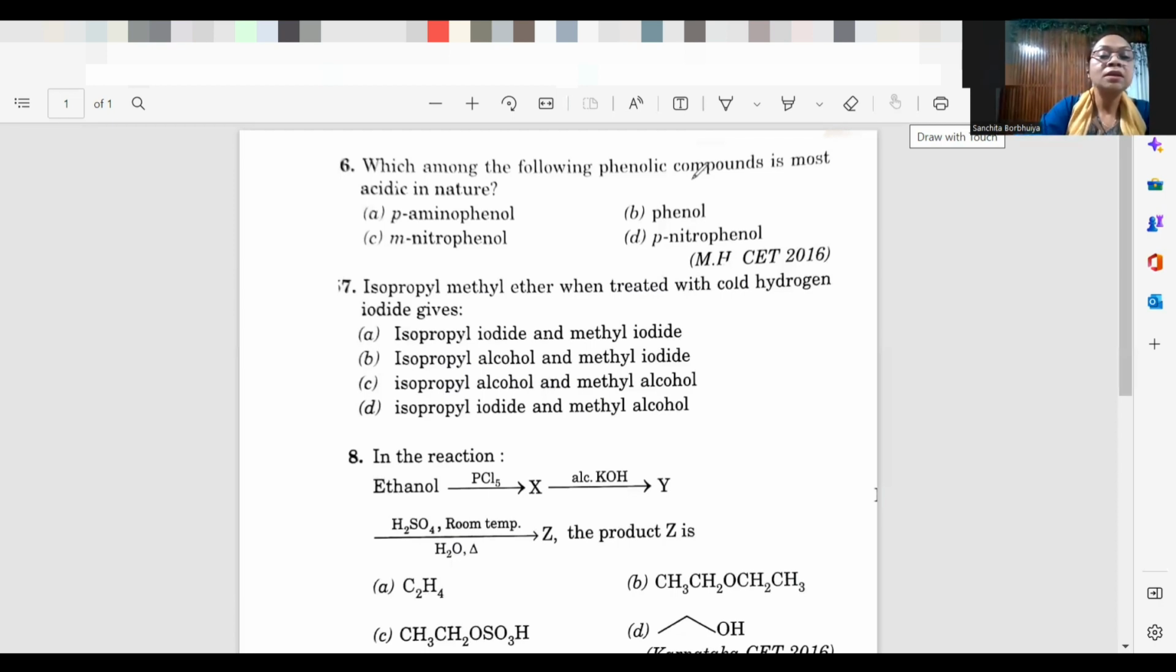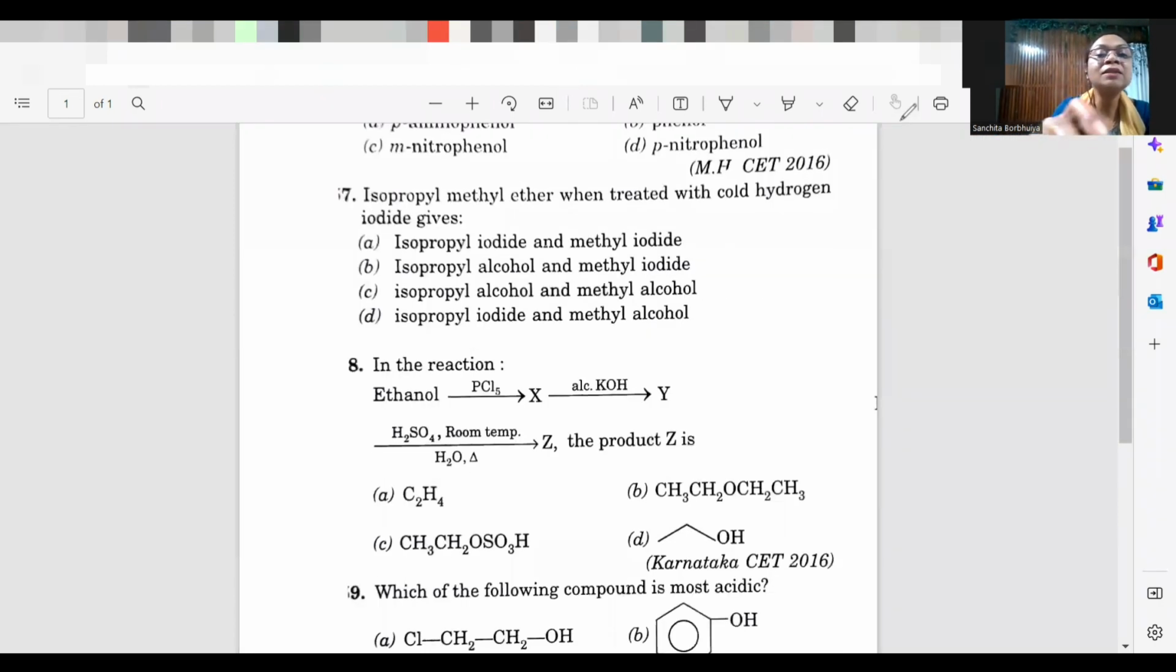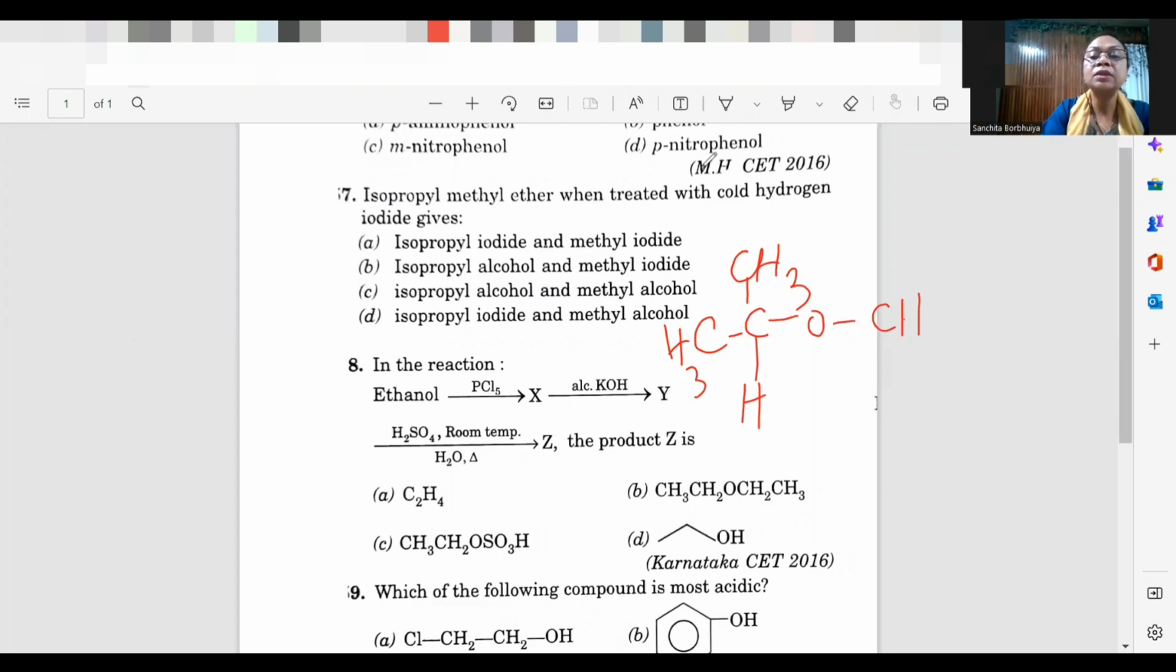Next, the seventh one, isopropyl methyl ether when treated with cold HI. Let's write the reaction. This is isopropyl methyl ether. See, we have a branch here. So the isopropyl methyl ether when treated with cold HI, now you've got to be judgmental regarding which of the C-O bonds will get cleaved. So is this O-C bond getting cleaved or is this O-C bond getting cleaved?